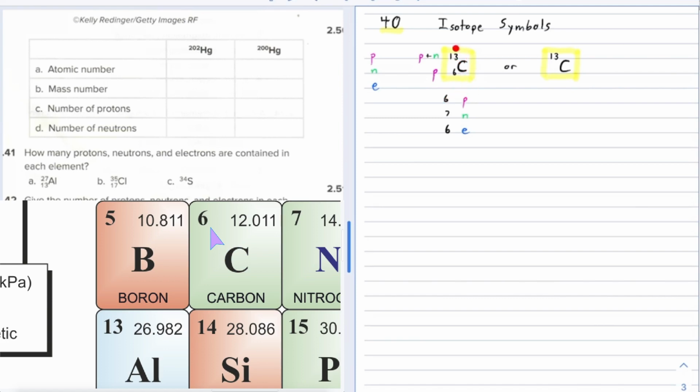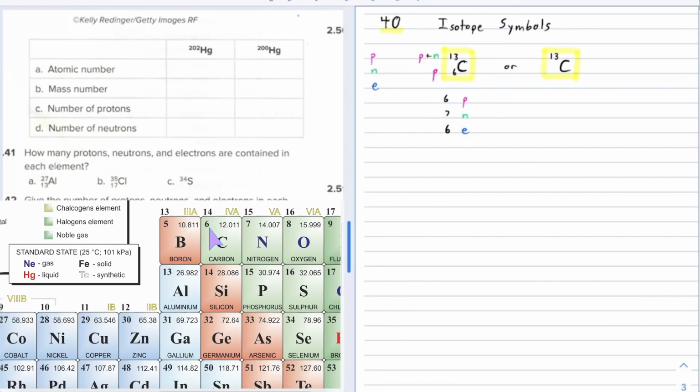The way to get neutrons is to take the mass number and subtract protons. So you take protons plus neutrons, you subtract protons to get the neutrons. So 13 minus 6 would give you 7 neutrons. And if it's a neutral atom, which it is, unless you're told otherwise, then the number of electrons always equals the number of protons. So there are 6 electrons here.